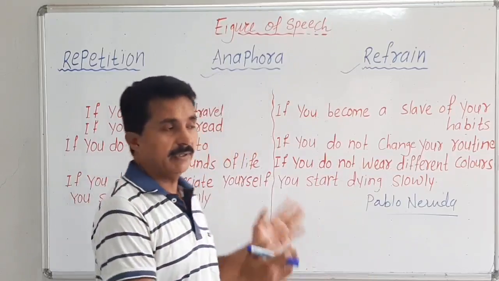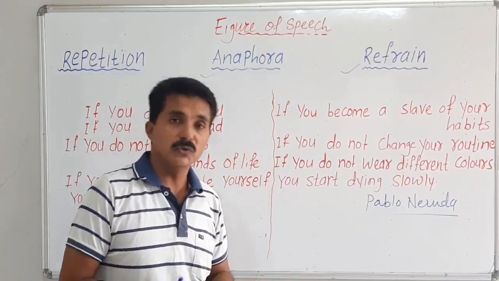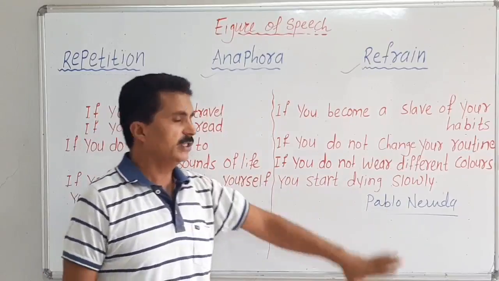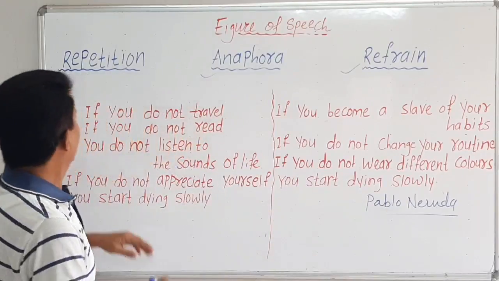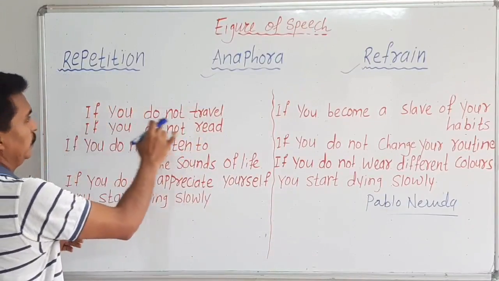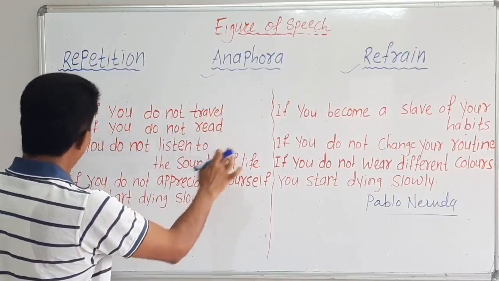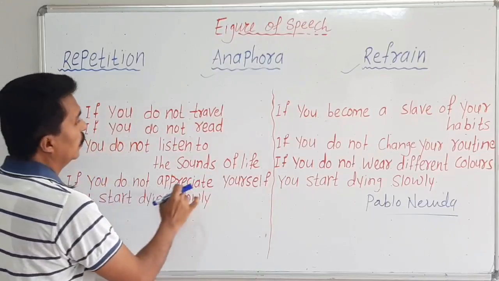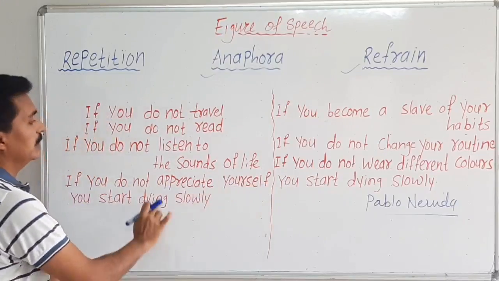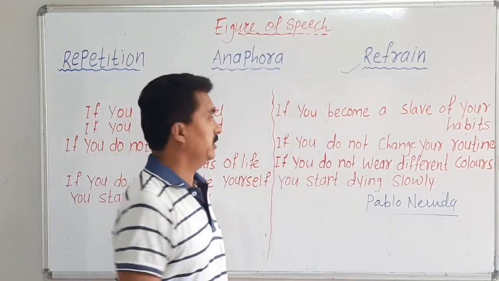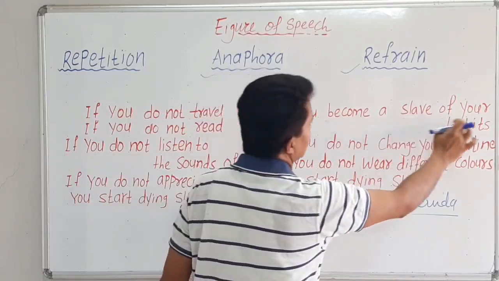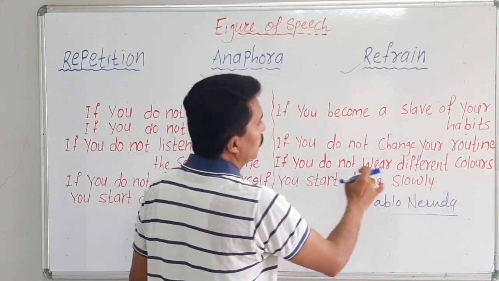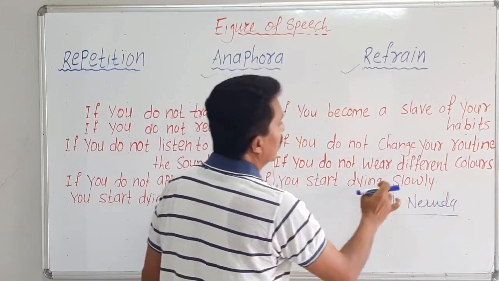Let us study it. I have given here two stanzas of one poem written by Pablo Neruda. Name of the poem is You Start Dying Slowly. Let us see the lines of the poem. If you do not travel, if you do not read, if you do not listen to the sound of life, if you do not appreciate yourself, you start dying slowly. Stanza number 1. Stanza number 2. If you become a slave of your habits, if you do not change your routine, if you do not wear different colors, you start dying slowly.